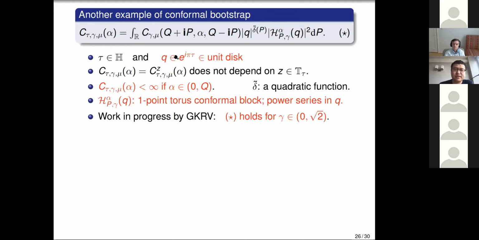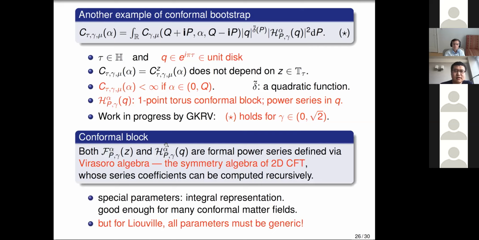And this Q is the so-called modular parameter of the torus on the unit disk. And the work in progress of GKRV, extending their approach from the sphere, would show that this conformal bootstrap holds for the torus also in this range. So here, both this conformal block on the sphere and on the torus are some formal power series defined by the so-called Virasoro algebra, which is the symmetry algebra of general 2D CFTs. And the series coefficients can be computed recursively.